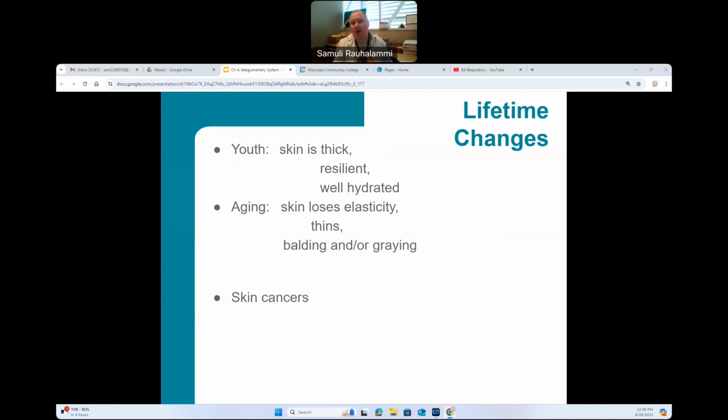In terms of other parts of the integumentary system, we see in older individuals loss of hair, so baldness coming, and also changes of color, graying of the hair as well.